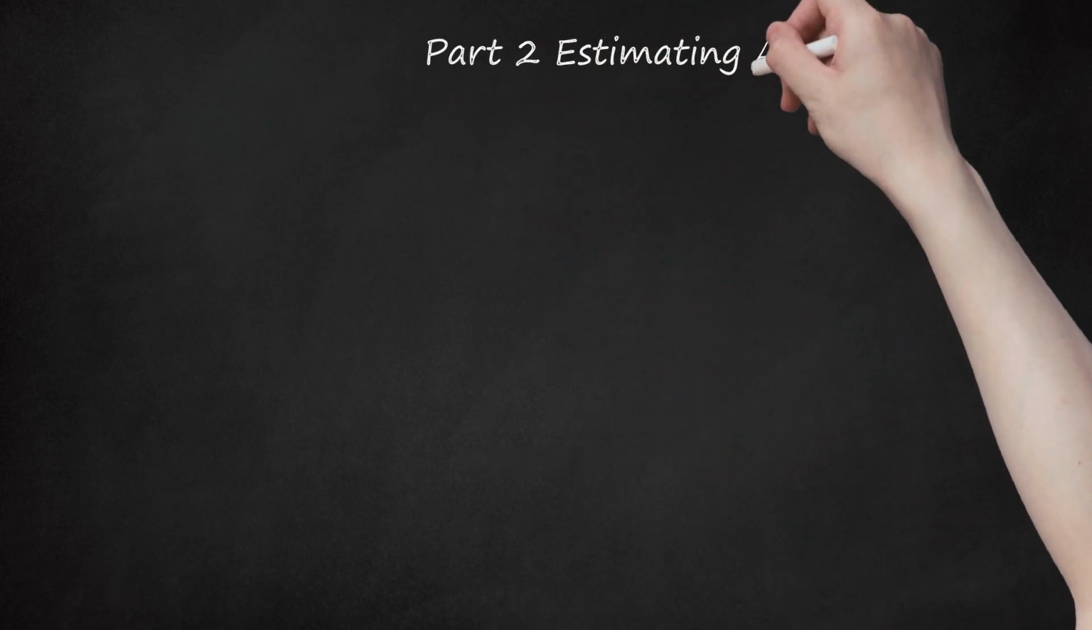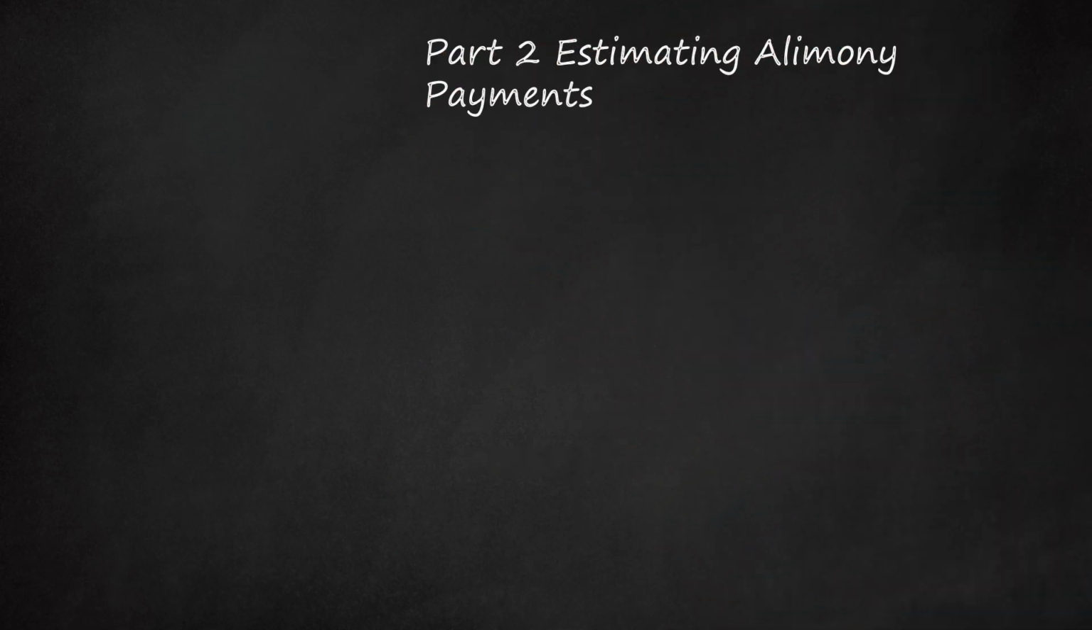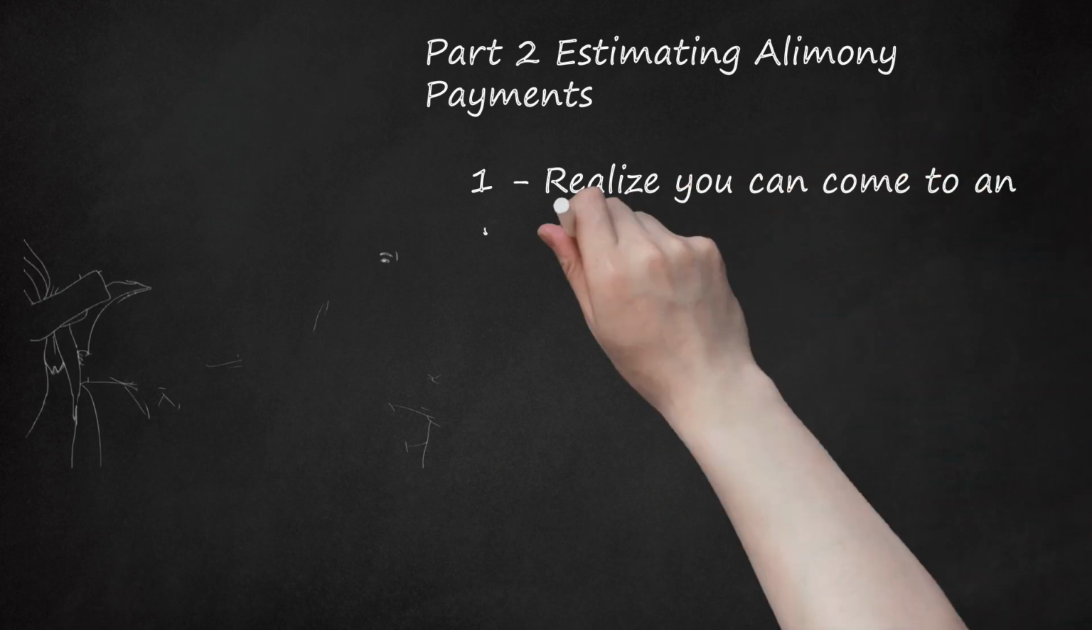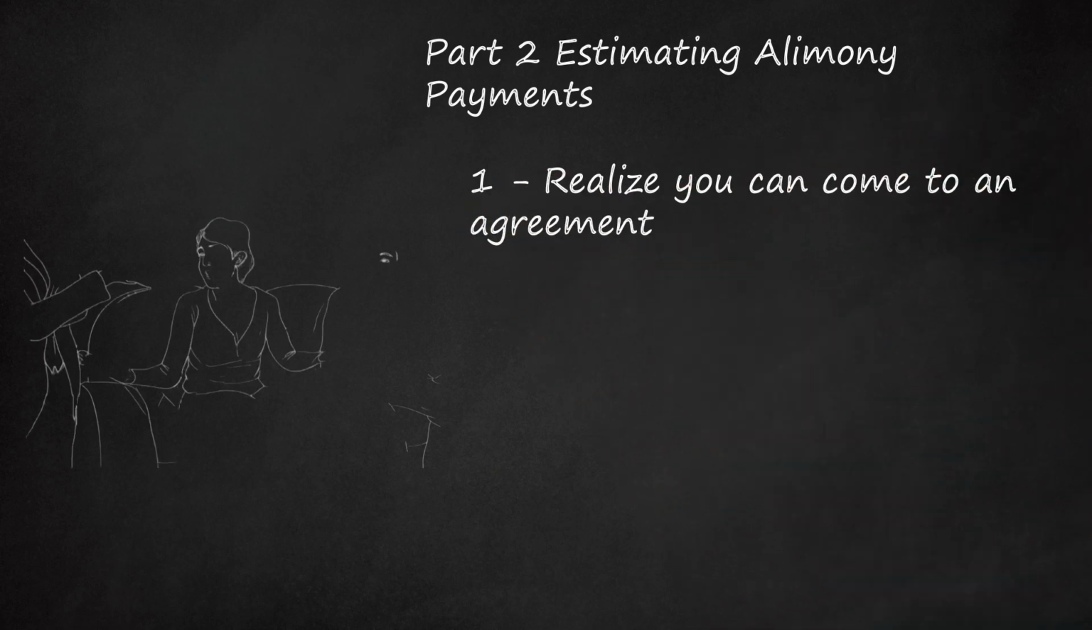Part 2: Estimating alimony payments. 1. Realize you can come to an agreement. You and your ex-spouse can always agree to a certain amount of alimony. You can also decide whether it will be paid in a lump sum or in monthly payments, as well as the duration of payments. Generally, judges won't interfere with your agreement.